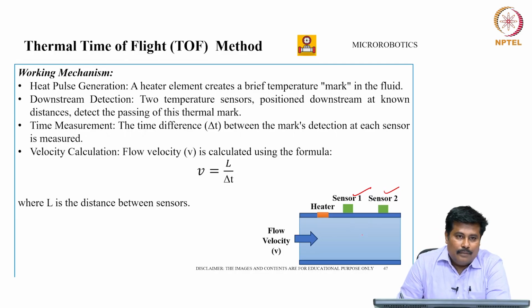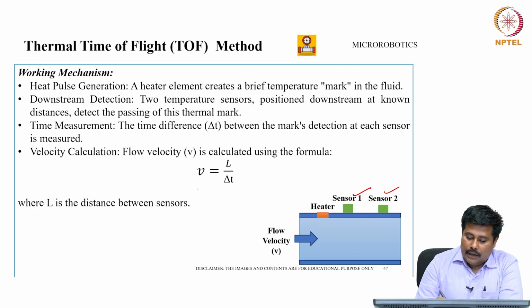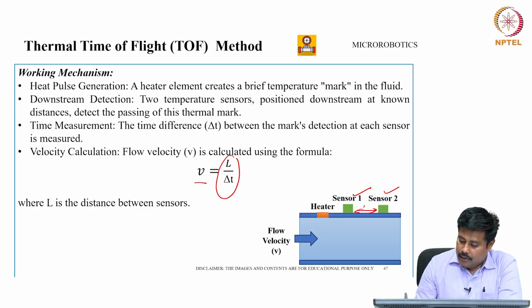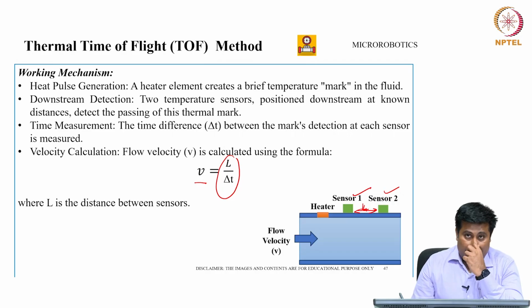As far as the time measurement is concerned, the time difference del T between the mark detection at each sensor is measured, and to calculate the velocity, the flow velocity V is calculated using the equation V = L by del T, where L is the distance between both the sensors.